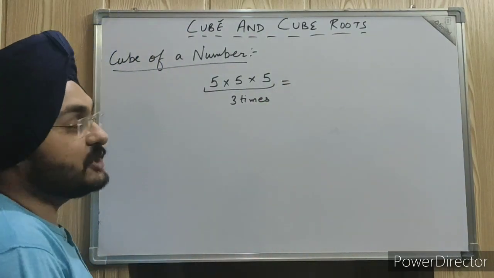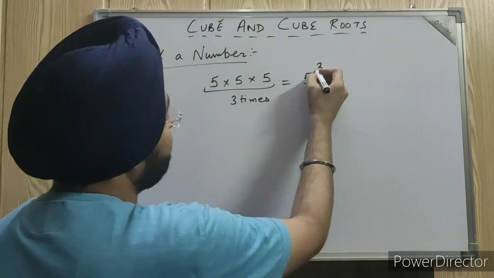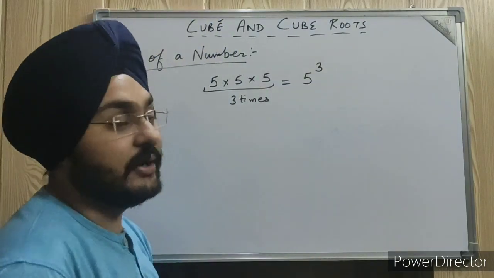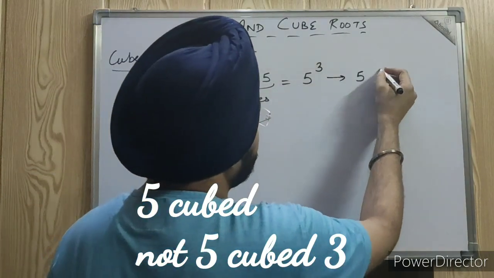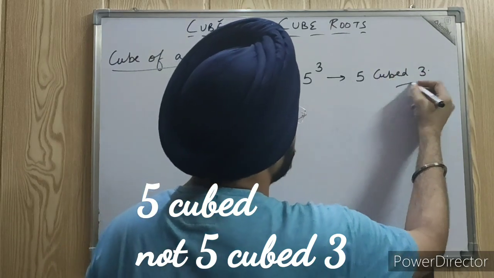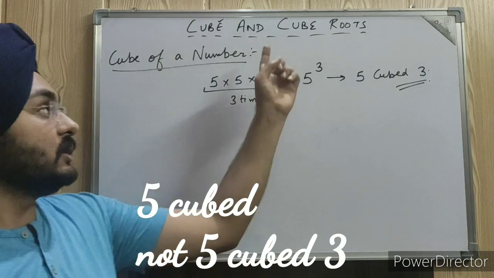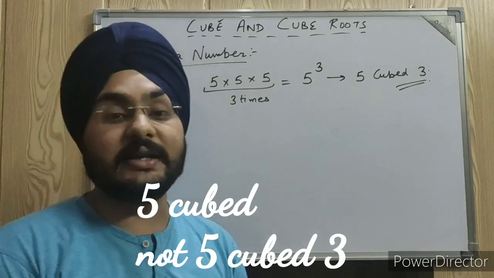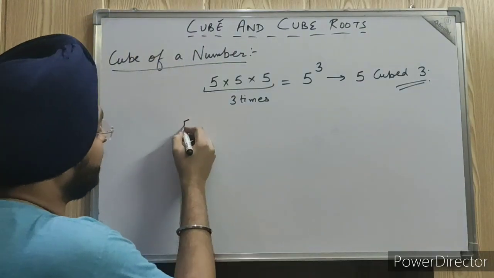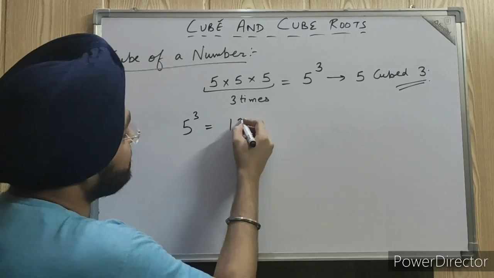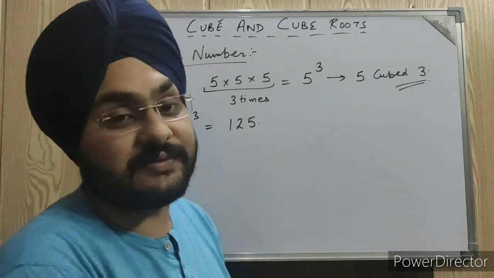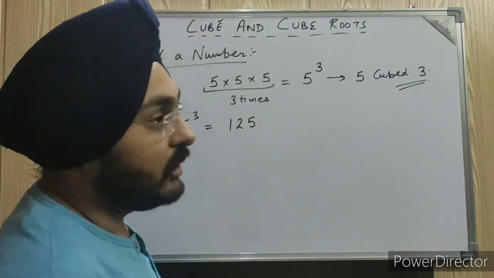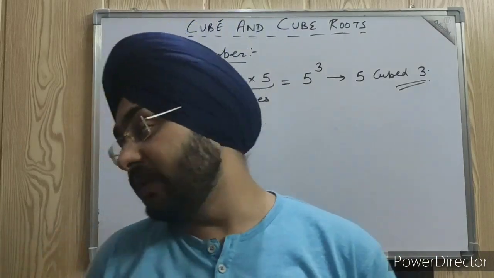According to the exponents chapter, I can write this as 5 raised to the power 3. This we have discussed in exponents as well. Or I can simply say 5 cubed. I hope this is clear. This is a very easy concept. If I solve 5 cube, we get 125. Just 5 into 5 is 25, and 25 into 5 is 125. So this is the cube of a number.